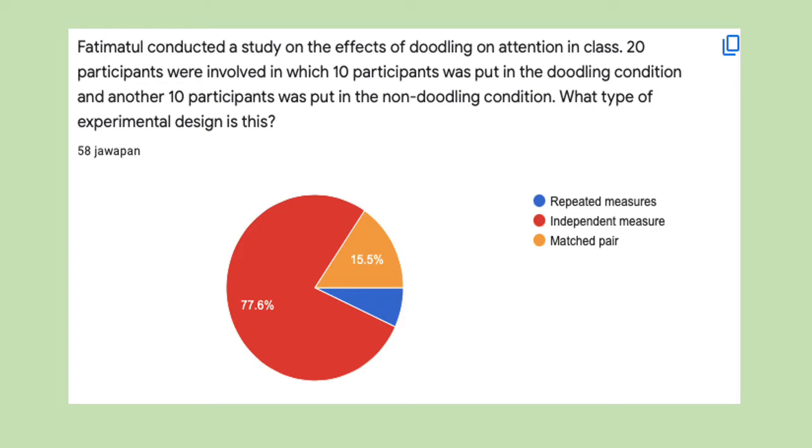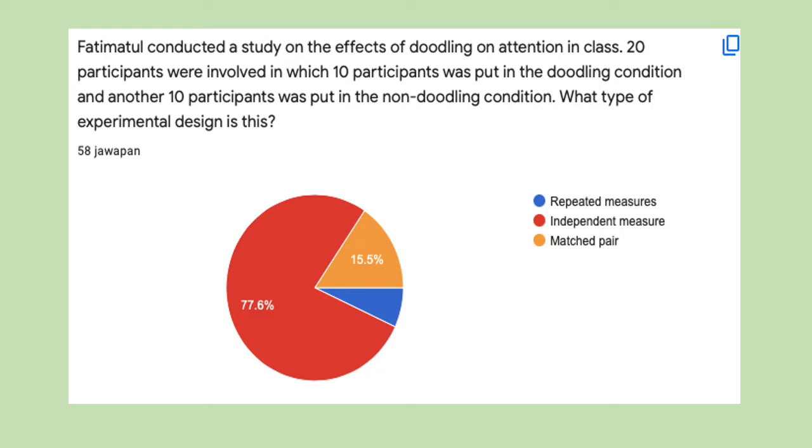So again, I don't get how it is confused with match pair here. There's two conditions, which is doodling and non-doodling. And match pair means if I were to match them, I match them with something that they have some similarity in, which wasn't mentioned here. All I said is 10 goes to doodling, 10 goes to non-doodling.